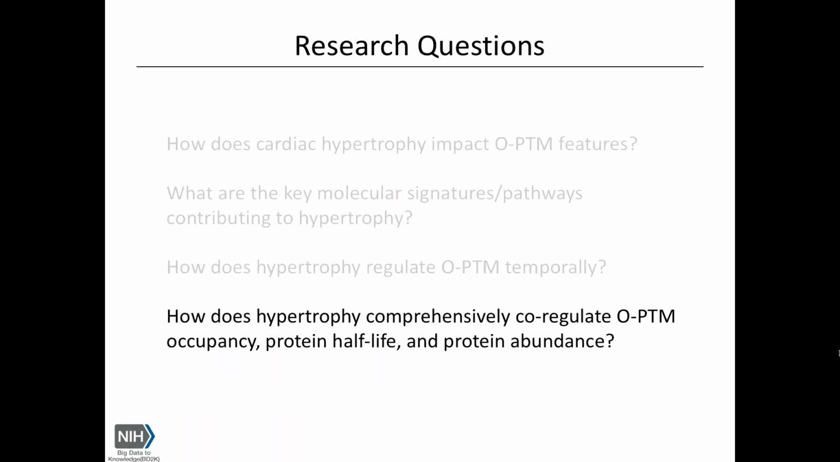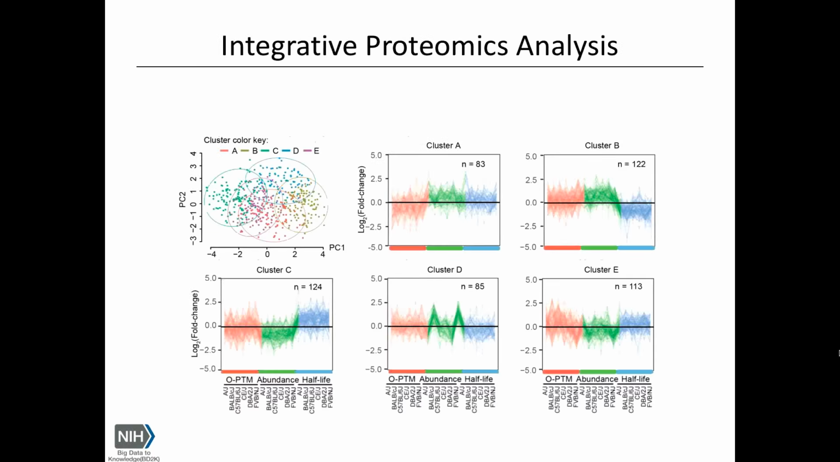How does hypertrophy comprehensively co-regulate O-PTM occupancy, protein half-life, and protein abundance? To answer this question, we implemented k-means clustering of the overall O-PTM occupancy dataset and identified 5 integrated clusters visualized as principal component analysis figures, so PCA. The top 2 principal components, indicated as PC1 and PC2, are shown in the X and Y axes, respectively.